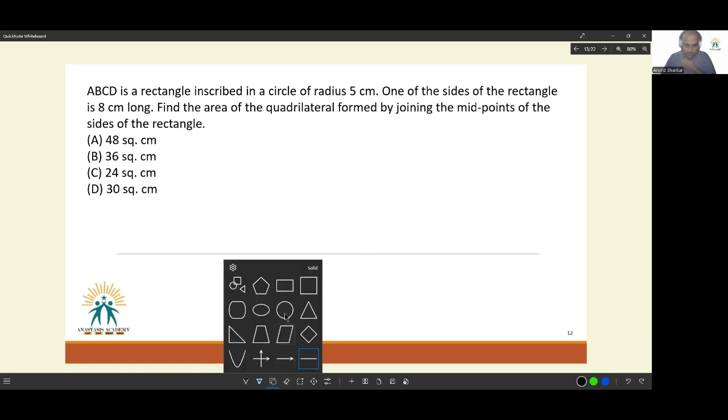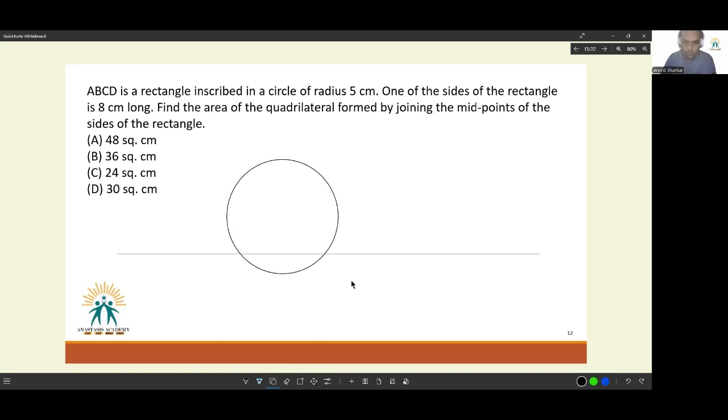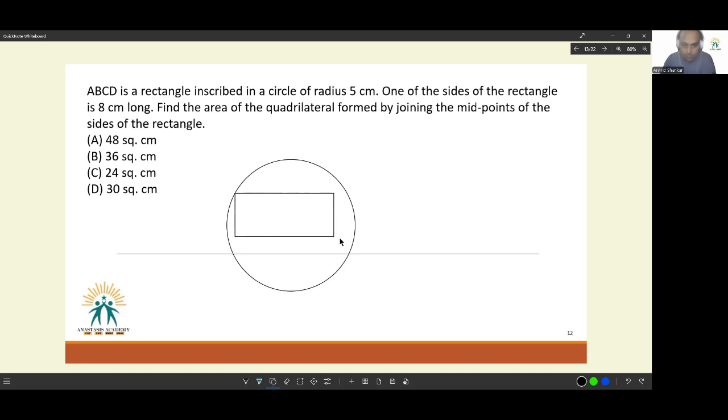First, let me draw a circle. Now, within this circle, we have something fun happening. ABCD is a rectangle inscribed in a circle of radius 5 cm. Now, see this here. The diameter of the circle and the diagonal of the rectangle will overlap because the angle subtended by the chord here is 90 degrees.